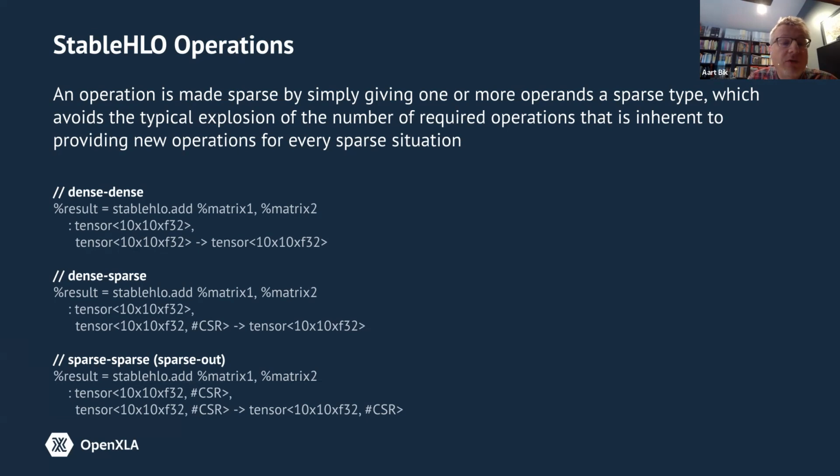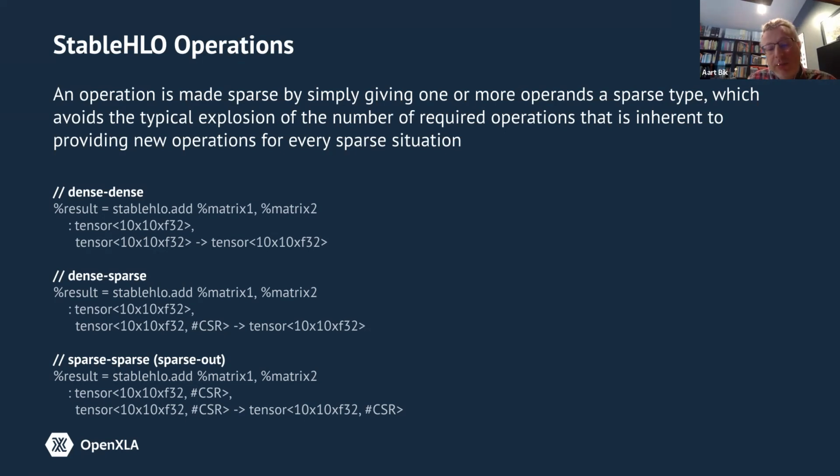So the first example is just dense-dense, the one that is already in StableHLO, and that just works as expected. But then the next one says that the right-hand side, so matrix 2, is now in CSR format, and we add it to a dense one, and the result is a dense one. And the third example shows a case where we add two sparse tensors, and the result is also a sparse tensor. So the output type also defines that there is sparsity.